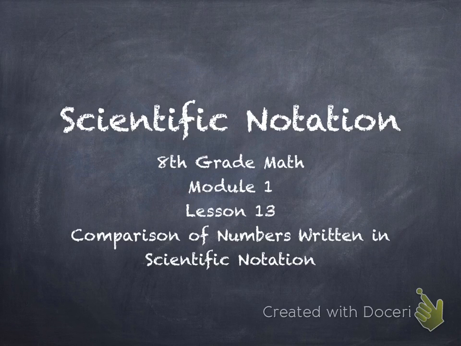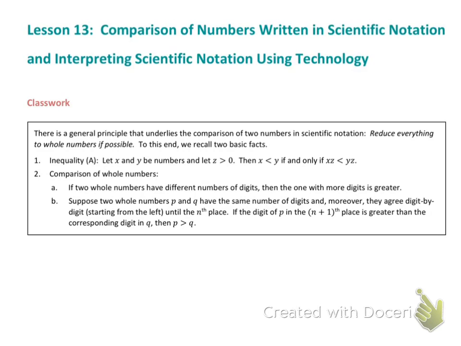Okay, this is the last lesson in Module 1, Lesson 13. We're going to talk about comparing numbers in scientific notation. So we've been doing operations with them, and I've touched on comparison, but we're going to dive in a little bit deeper in this lesson. So let's just briefly look at the notes you have in your classwork here.